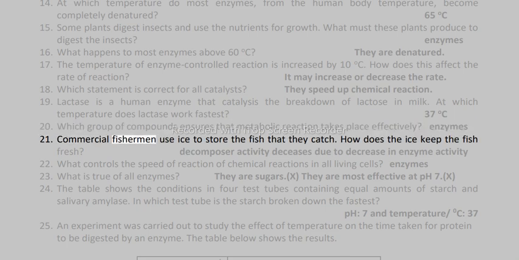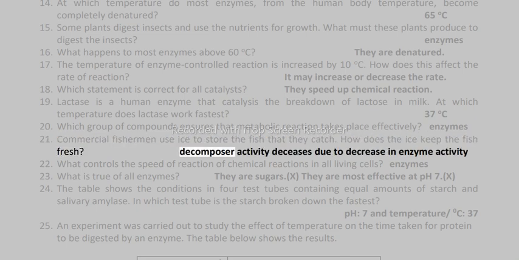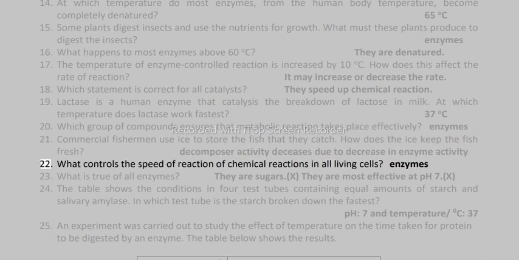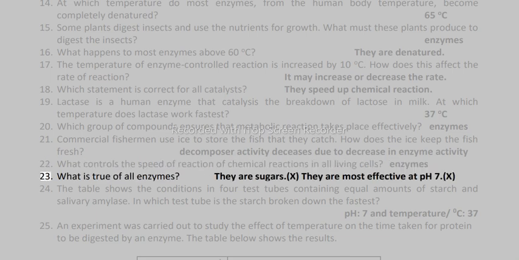21. Commercial fishermen use ice to store the fish that they catch. How does the ice keep the fish fresh? Decomposer activity decreases due to decrease in enzyme activity. 22. What controls the speed of chemical reactions in all living cells? Enzymes. 23. What is true of all enzymes? They are sugars. X. They are most effective at pH 7.